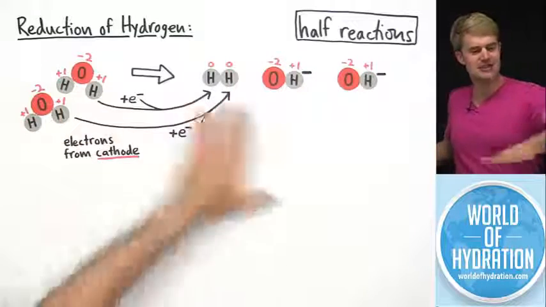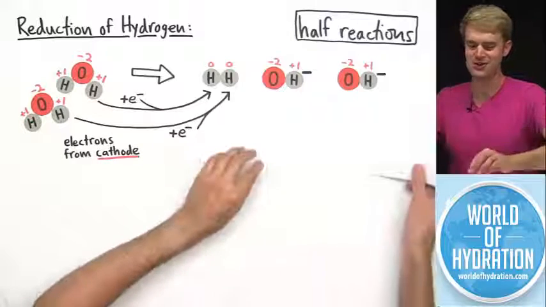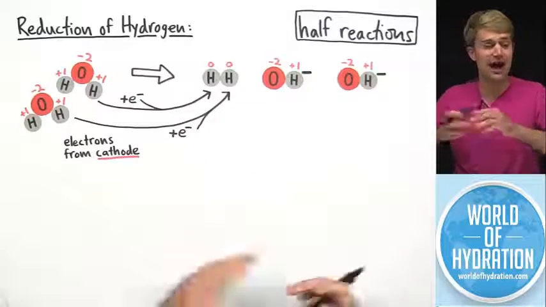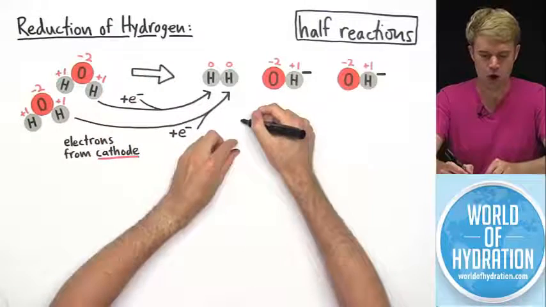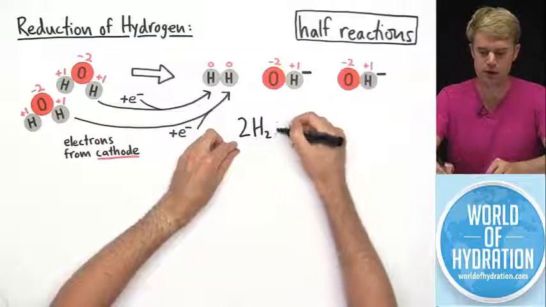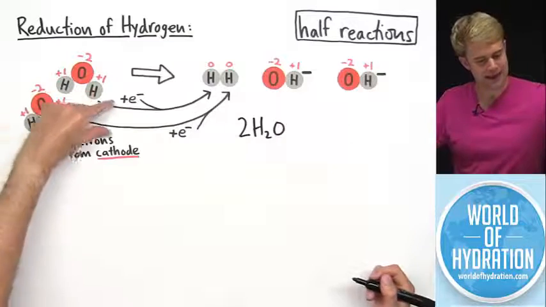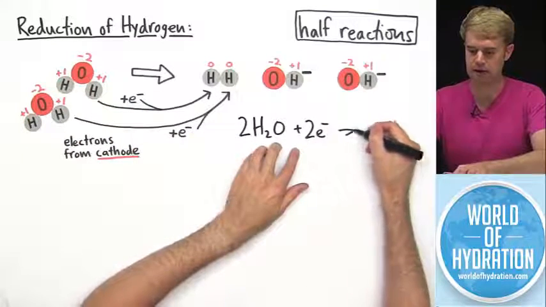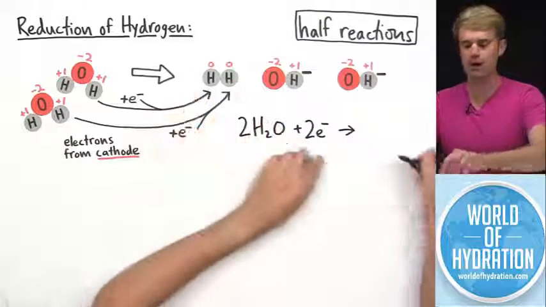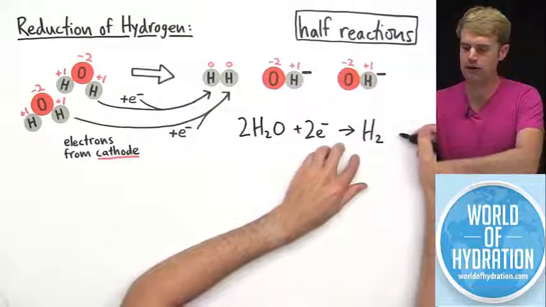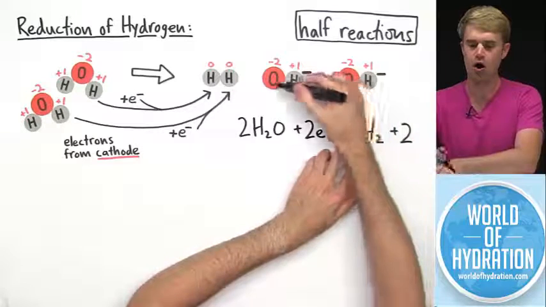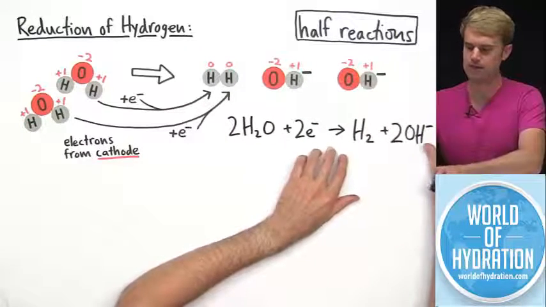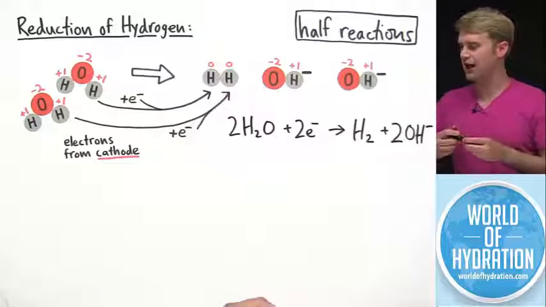Okay, so this is how the reduction happens with pictures. Let's look at how we can actually write an equation, an actual half reaction for what's going on here. We start with 2 molecules of H2O, and then we gain 2 electrons, so plus 2e-, and that gives us 1 molecule of H2, and then we get 2 OH-. So that's the half reaction here. That's a half reaction for the reduction of hydrogen.